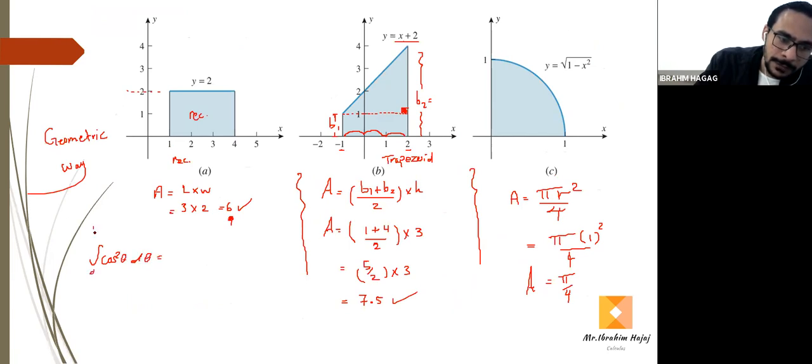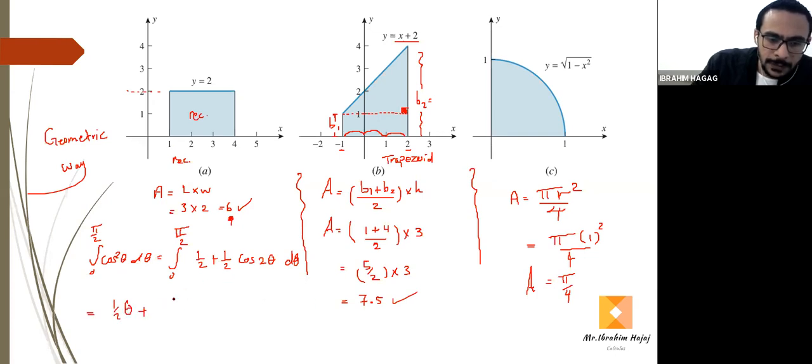from 0 to pi over 2, you can convert it to what? 1 half plus 1 half cosine 2 theta d theta, right? And then find the integral. The integral of half is half theta, plus the integral of half cosine 2 theta is half sine 2 theta, all over 2, plus c.